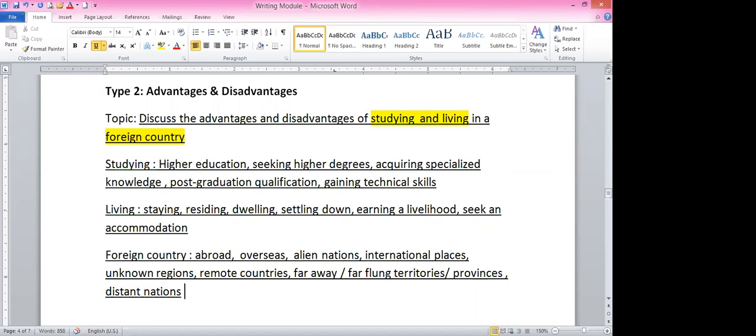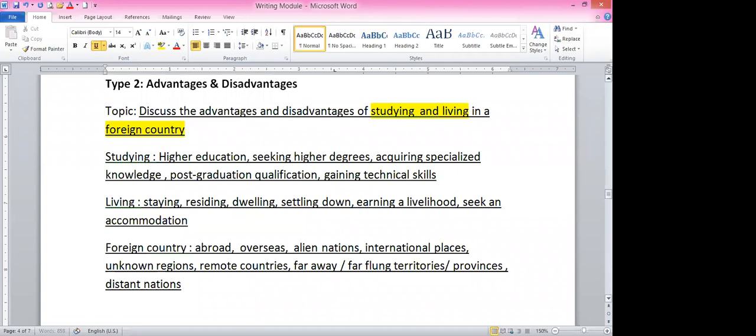Once we get our keywords and alternatives, do it quickly, not taking too much time. Get satisfied with what you have and move on. Do not keep on thinking, because the more you ponder, you're wasting time; you need to generate ideas and start writing. Now coming to idea generation: what are the advantages of studying in a foreign country? What are the positive sides when you study and live in a foreign country?